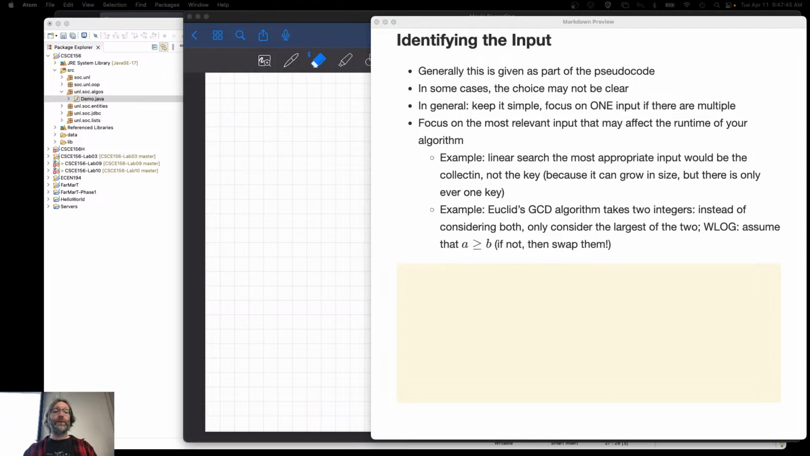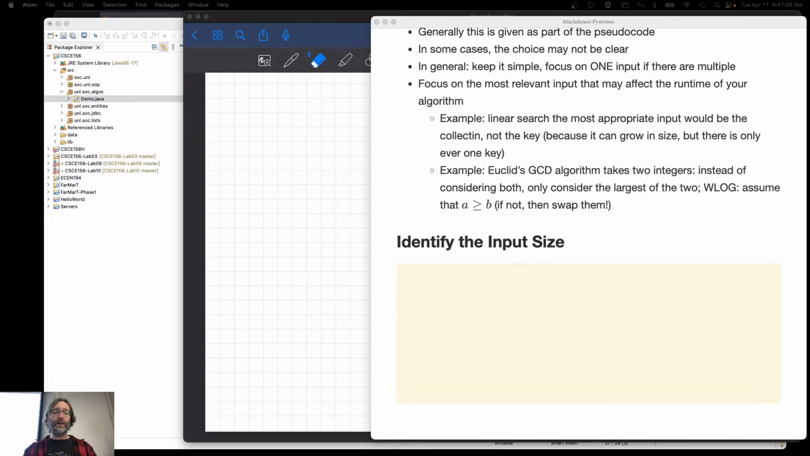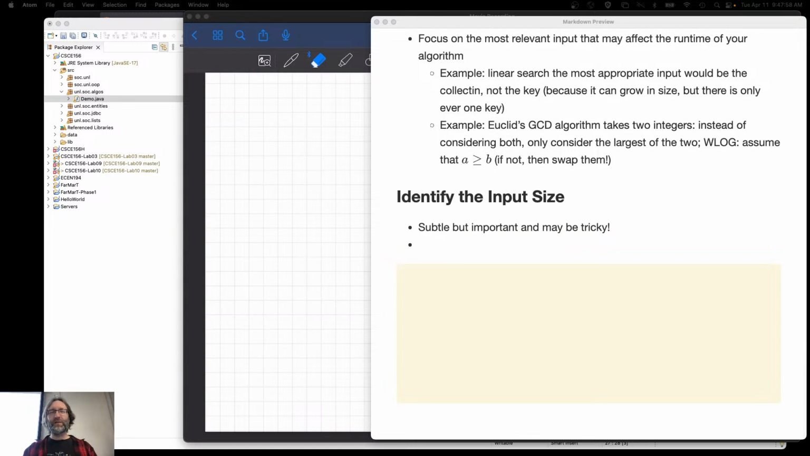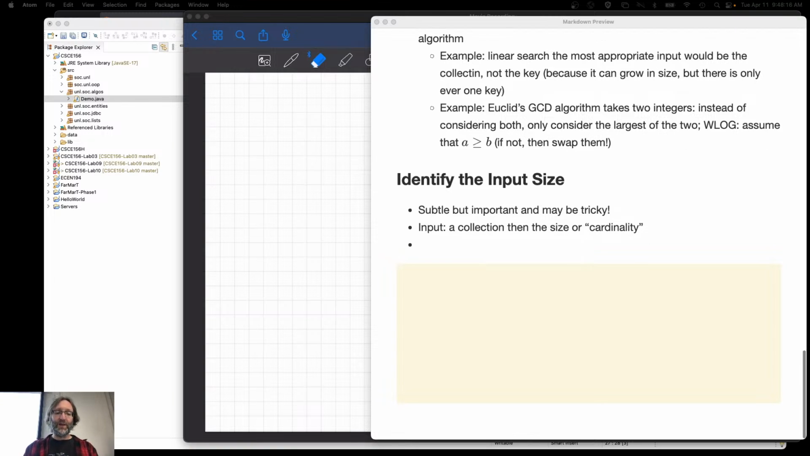That brings us to the second step, which can also have some subtleties: identifying the input size. It is subtle, but important, and may be tricky. For example, there are things that are straightforward. If it's a collection, then the size or cardinality. Have you heard that term before? The cardinality of a set? No? Okay. If you take discrete math, you eventually will.